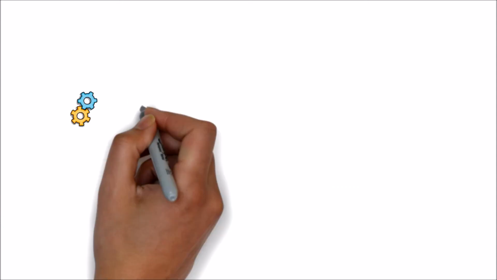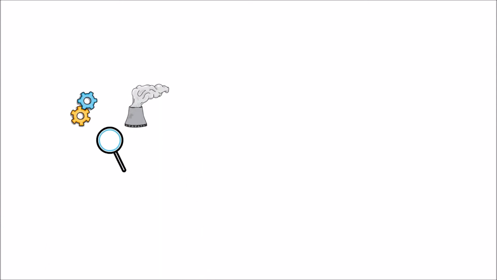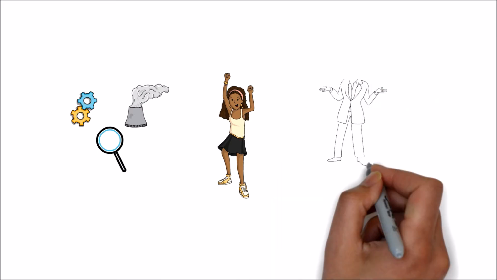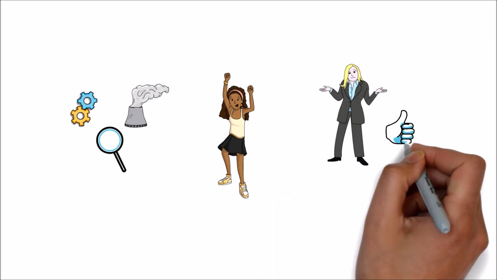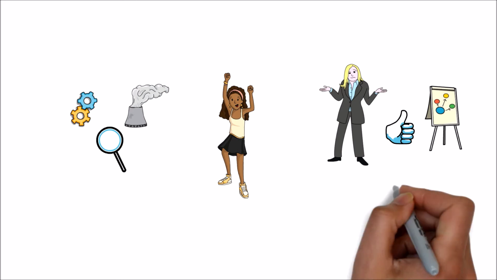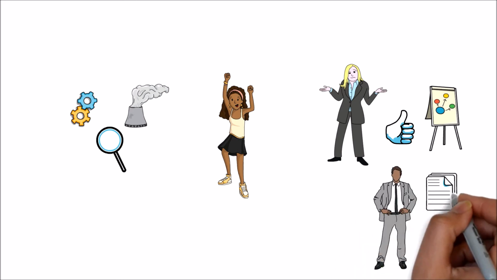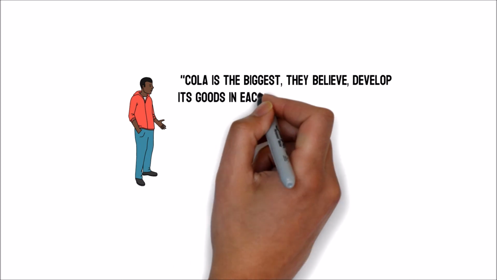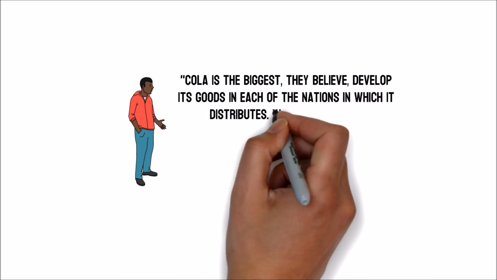During operational and production scenario investigations, people found that this method works incredibly effectively. If people are not sure about the supply chain, they can still use this strategy by asking the interviewer clarifying questions at the start of a scenario. For example, in this case, one could have said Cola develops its goods in each of the nations in which it distributes.